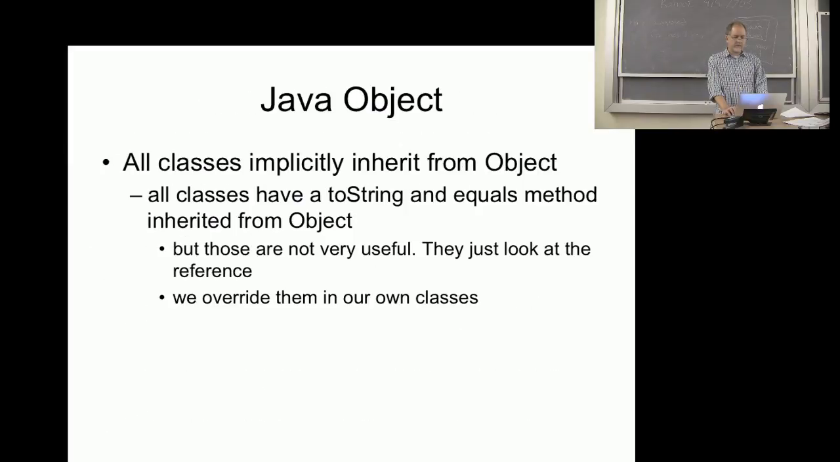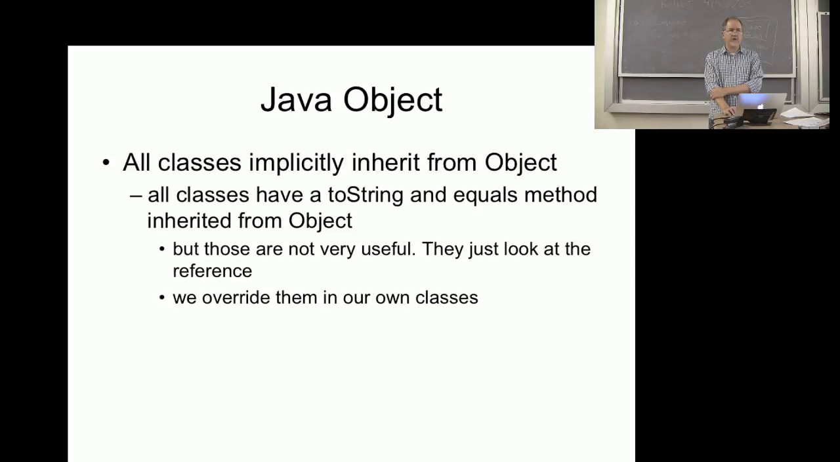First, all classes inherit from this default class in Java called Object. And we'll learn more about what that does for us when we talk about this polymorphism concept. But basically, these Object classes all have an equals method, and they have a toString method. And they're kind of boring. For the toString, they just print out the reference. And the equals just says, is it the same reference?